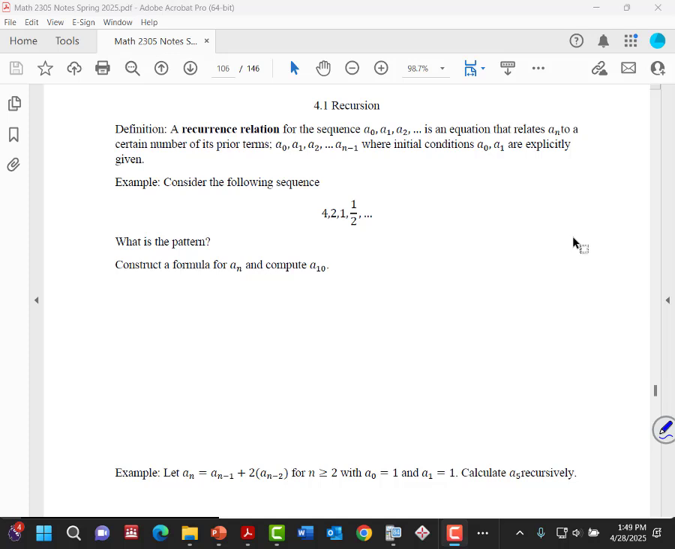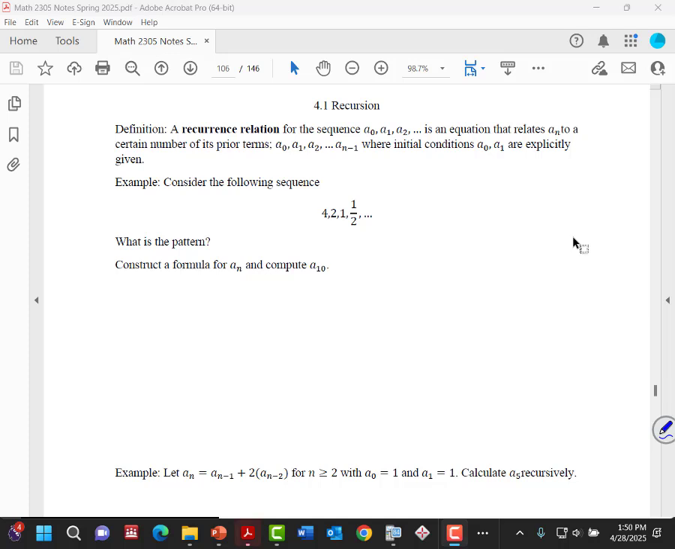So let's take a look at this sequence right here. 4, 2, 1, 1/2, etc. And so when we ask ourselves what's the pattern, well, hopefully we can see that each term is half of the previous term. I start off with 4 and I half it and I get 2. If I take half of 2, I get 1. If I take half of 1, I get a half, etc. Okay, so here's the idea. I wish to construct a formula for A sub n and then compute A sub 10.